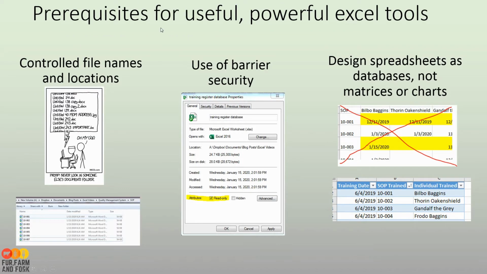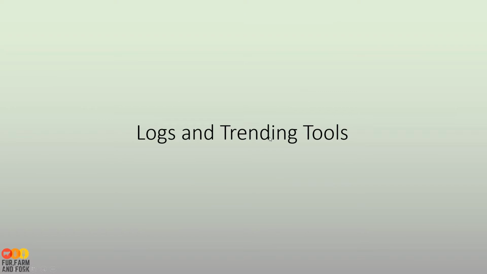So prerequisites, especially in this video for making useful and powerful Excel tools, we're going to need to make sure we have controlled file names and locations. We're going to use some barrier security, nothing crazy, but just enough to make sure that people don't break the sheets that we create. And we're going to design our spreadsheets as databases, not matrices or charts. So let's get into it, logs and trending tools.